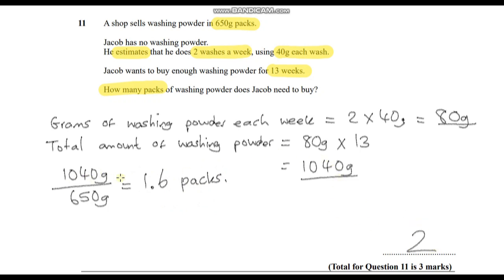Another way of thinking about this is that if they come in 650 grams, so 650 grams would equal 1 pack. So he clearly needs more than 1 pack. So he would need 2 packs. And let's just check to see how many grams you get in 2 packs. So 650 times 2 would be 1,300 grams. And we can see that that is definitely more than enough for Jacob's washing needs. So our answer is 2 packs.